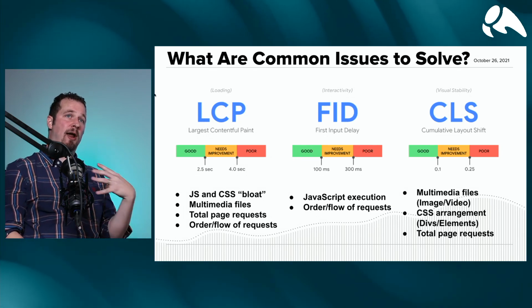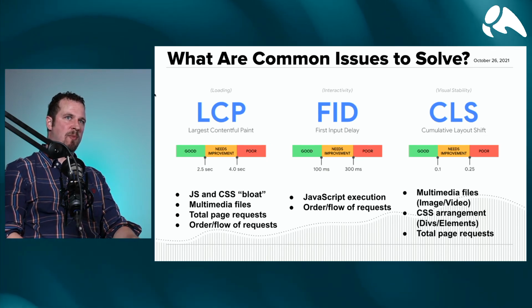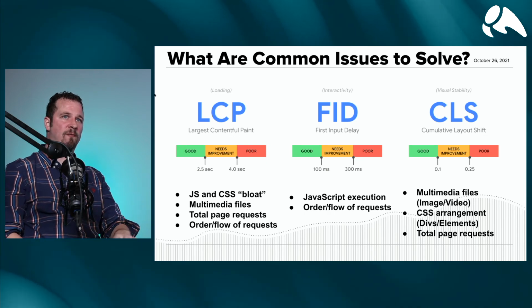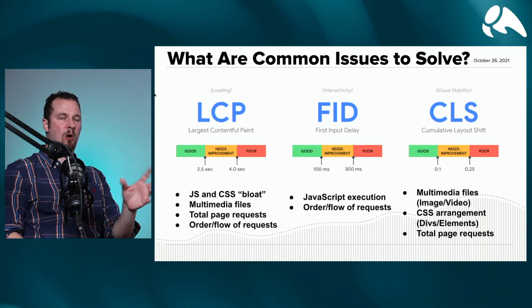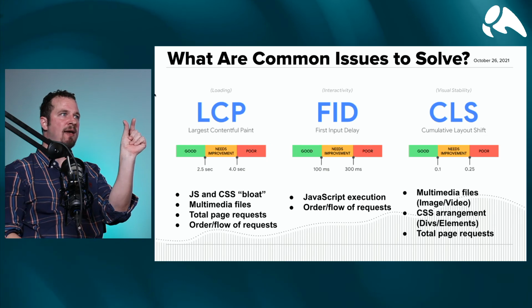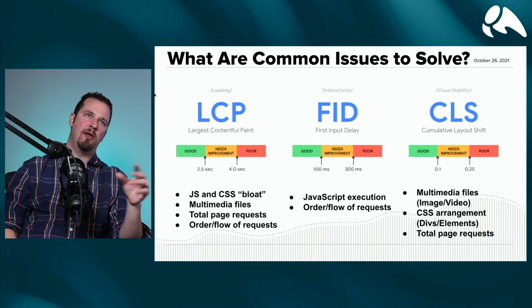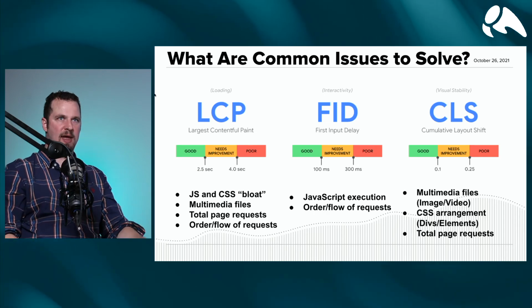So the common issues to solve for in our experience is, if it's an LCP issue, it's typically JavaScript or CSS bloat. You may have files you don't need that you can defer or just simply remove. It could be multimedia files. It could be the total number of page requests. Some pages load with only like 20 requests, 50 requests. Other ones take over 100 different requests to fully load the page, right? So also the order and flow of those requests. Again, if one thing is presenting a bottleneck, it doesn't matter how quick those other items after it may load if that's being bottlenecked right now. So for LCP, that's typically where we look. I would say JavaScript and multimedia are the main areas of opportunity.